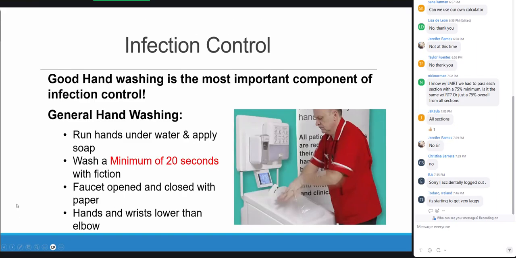Hand washing is the most important component. Run your hands under water and apply soap for a minimum of 20 seconds with friction. Turn the faucet off with a paper towel. The hands and wrists should be lower than the elbow. This is so that if anything does travel this way, it doesn't get up into your sleeves and up into your elbows. We want it dripping off the ends of your fingertips.